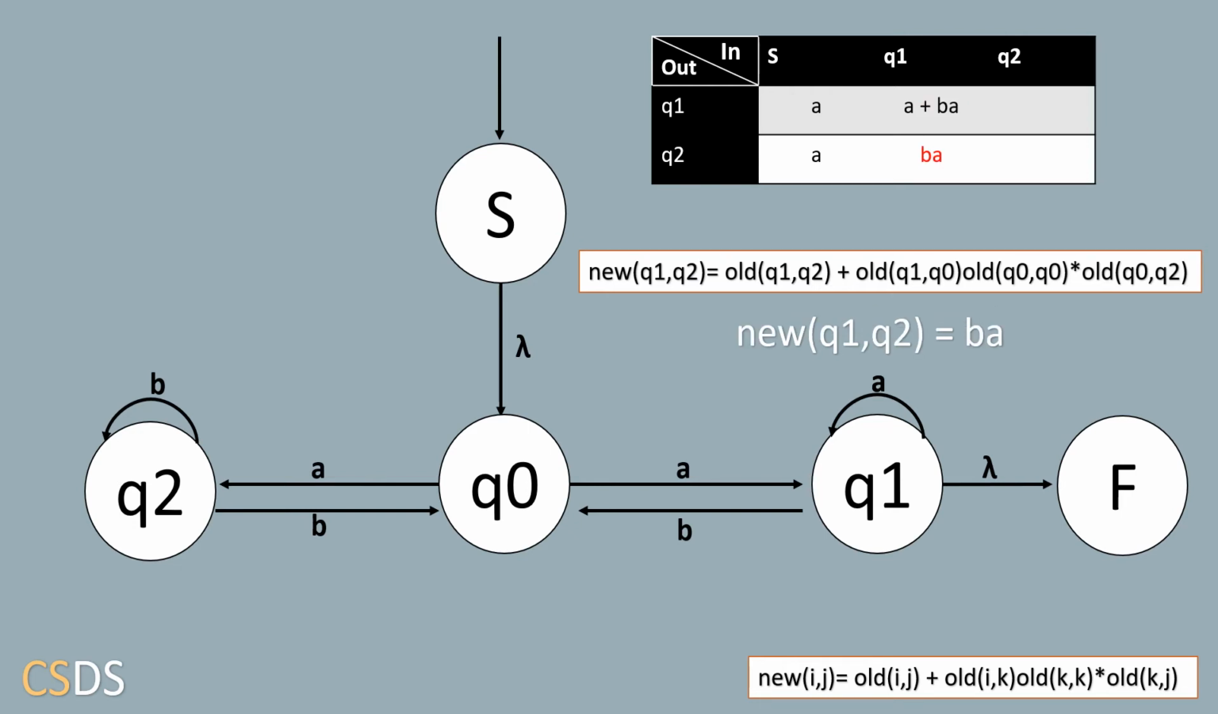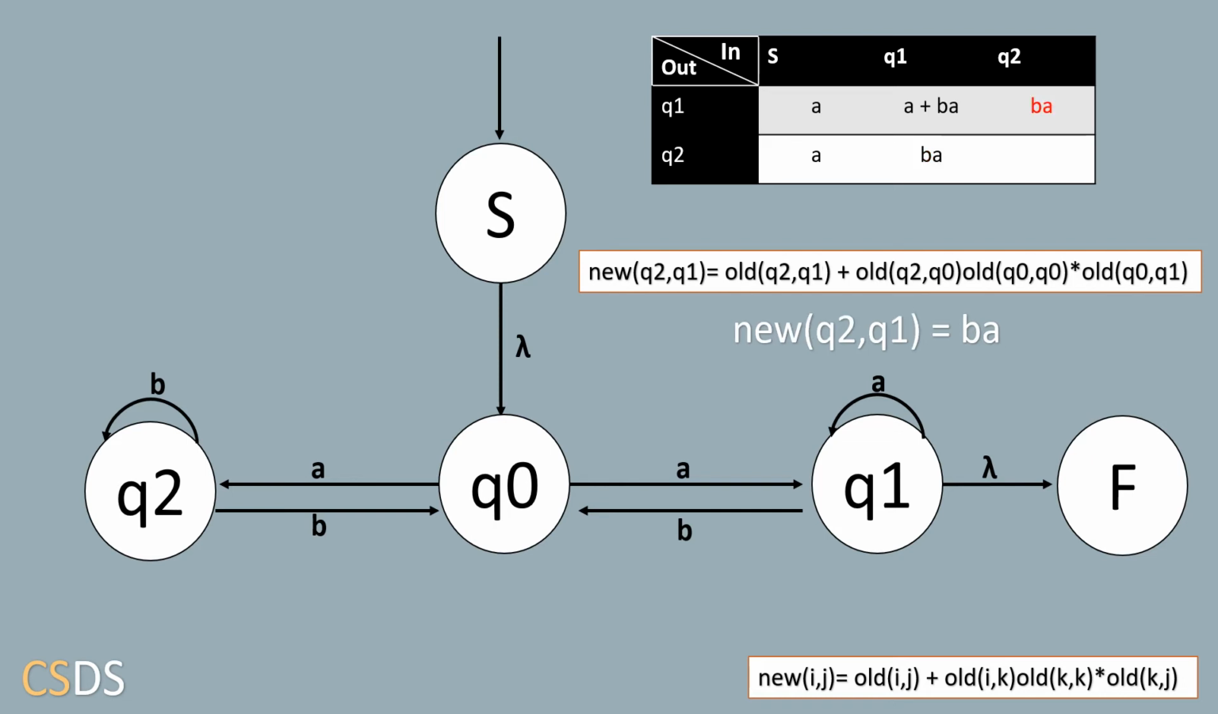Next transition is Q1 to Q2. So let's look at the formula. The old transition from Q1 directly to Q2, there is no transition like that, so we'll continue. The old transition from Q1 to Q0 is B. There is no self transition from Q0 to itself. And the old transition from Q0 to Q2 is A. So we'll get the new transition from Q1 to Q2 is B followed by A.